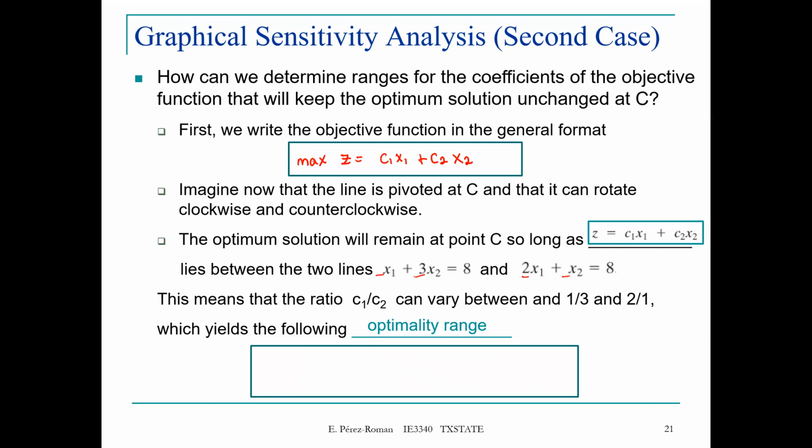Which yield the following optimality range. So in this case, 1/3 has to be less than or equal to this ratio, c1 over c2, and this has to be less than or equal to 2/1, which is the same as saying 0.333 has to be less than or equal to this ratio, less than or equal to 2.